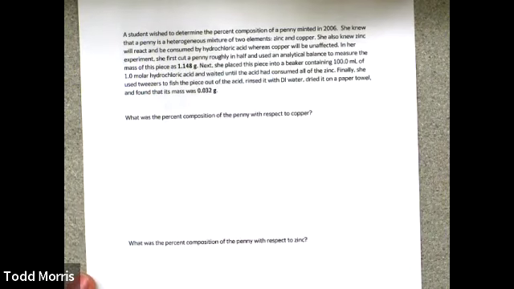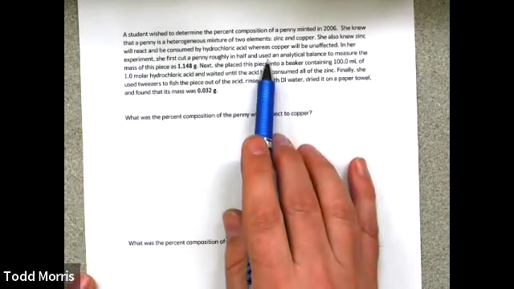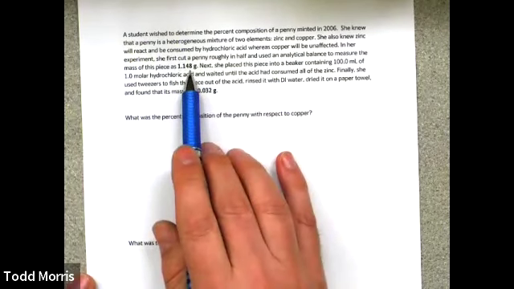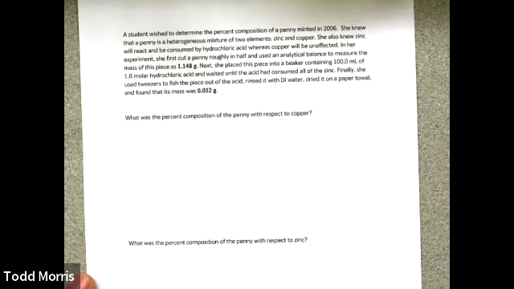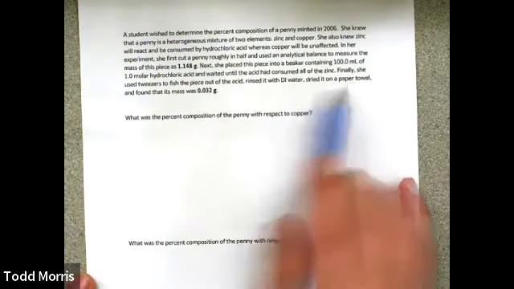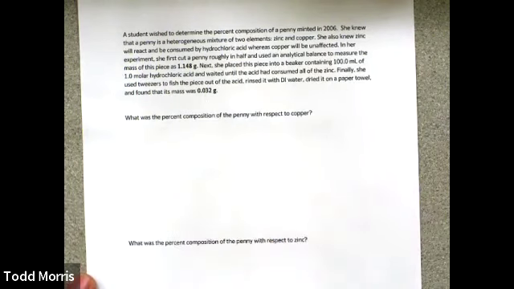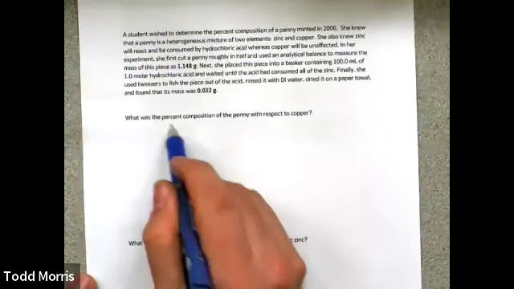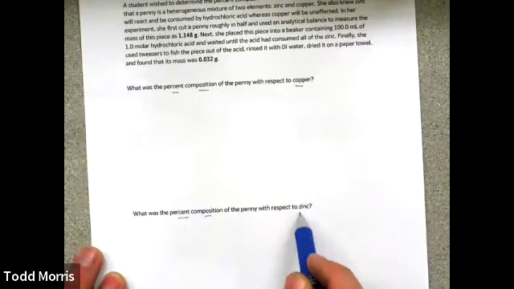So in her experiment, she took a penny, cut it roughly in half, found the mass of that piece of penny of about 1.148 grams, took that piece of penny, dropped it into some hydrochloric acid, waited until the acid had consumed all of the available zinc, fished the penny piece out of the acid, rinsed it with water, dried it with a paper towel, and finally found that what remained of the penny piece was about 0.032 grams. So from this information, we want to determine the percent composition of the penny with respect to copper, as well as percent composition with respect to zinc.